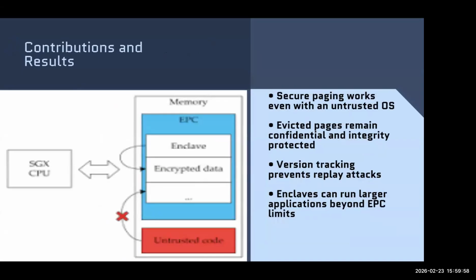The main contribution of this section is a secure paging system that works even when the operating system is untrusted. Evicted pages remain confidential because they are encrypted. They also remain protected against tampering because integrity is verified when the page is reloaded. Version tracking prevents replay attacks, ensuring that only the latest version of each page is used.